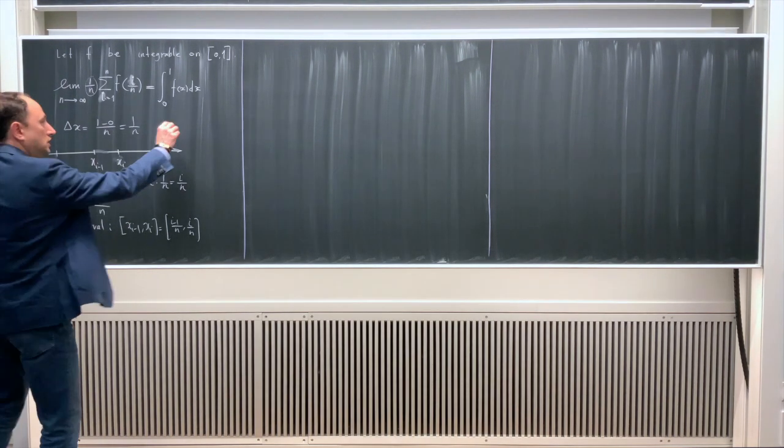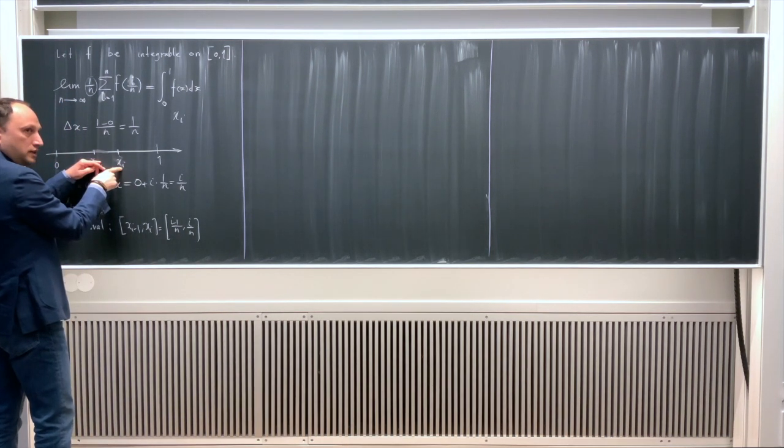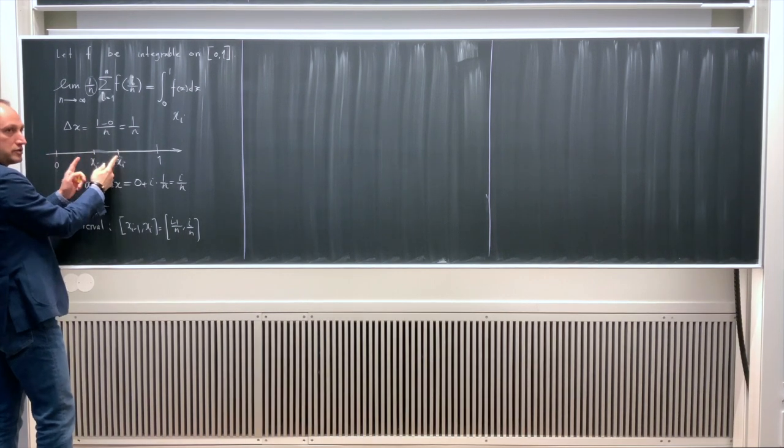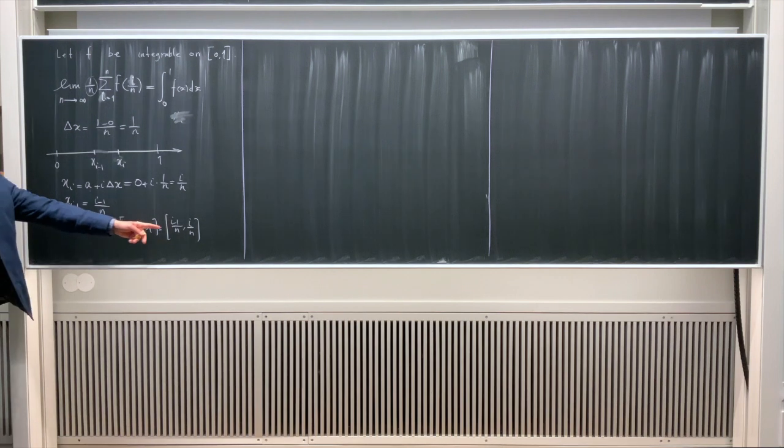No, this is the formula. I have it in mind. x_i, the ith point, is the first point plus i times these lengths. Do you agree that this is the ith interval?